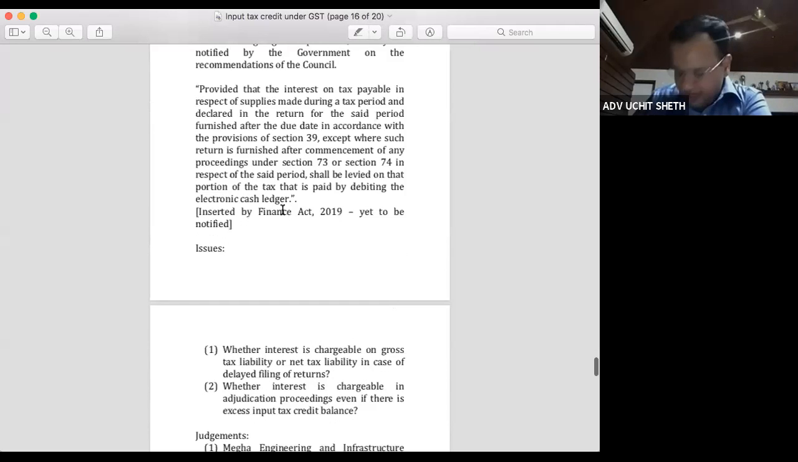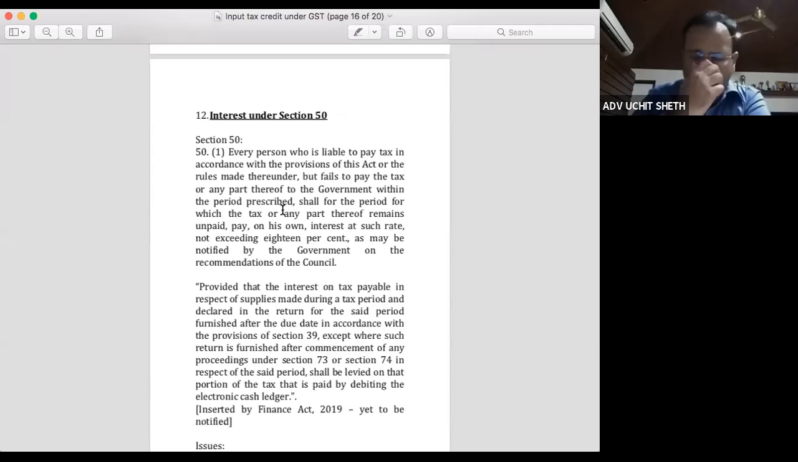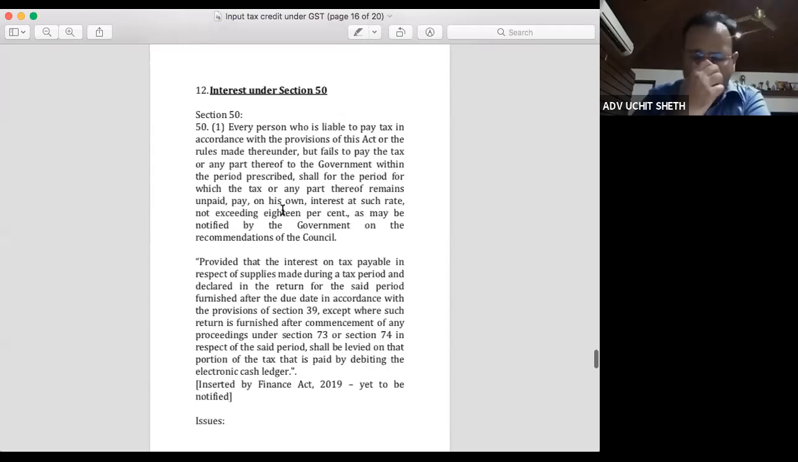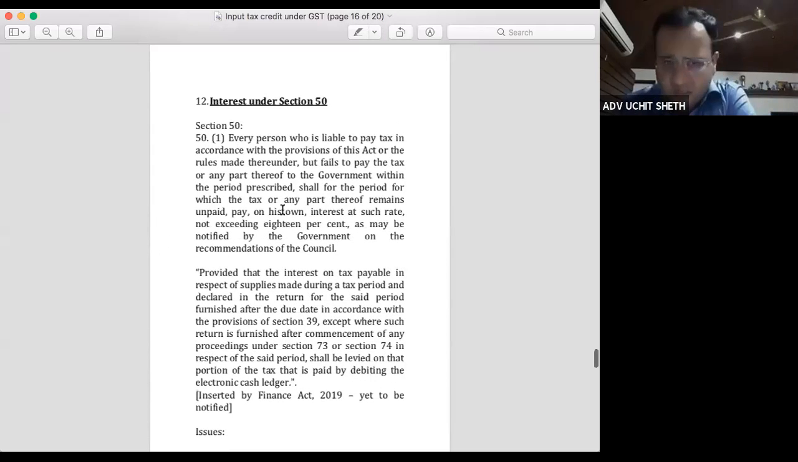Now we are almost short of time. I'll just deal with a couple of peripheral issues. One is regarding interest under section 50. This is an issue which has been bothering many companies and professionals.